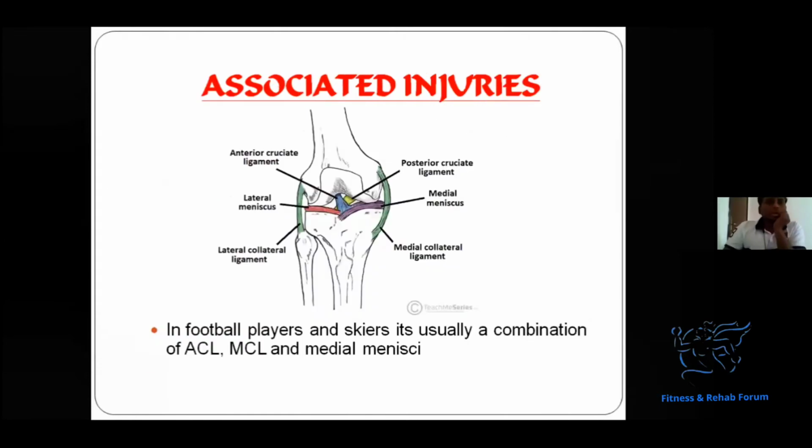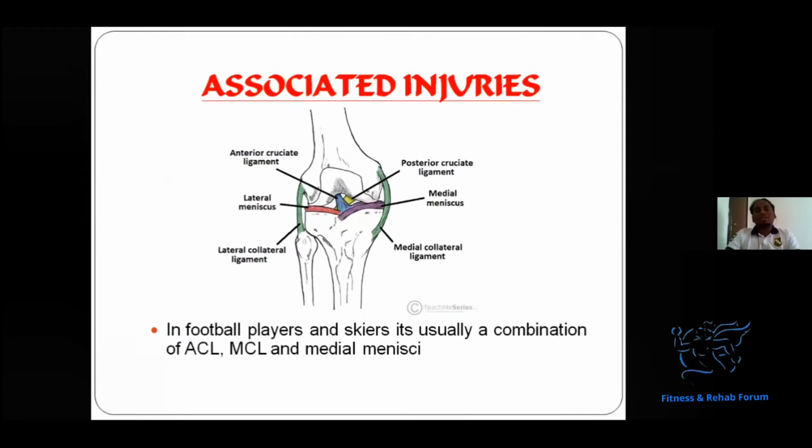Coming to the associated injuries: in the knee complex, we have a lot of soft tissue which supports the knees, and usually ACL injury alone is not very common. They usually come with a medial meniscal injury or a medial collateral injury. In football players and skiers, the combination is usually ACL, medial collateral ligament, and the medial meniscus. So this is the combination injury that occurs.